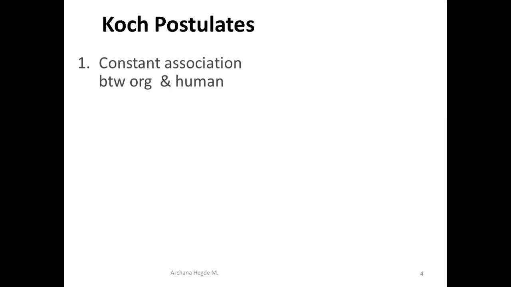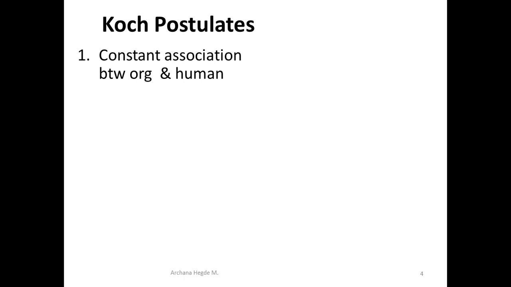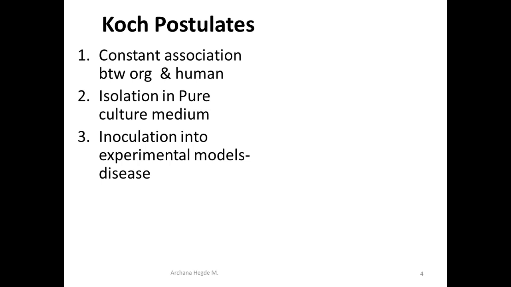Coming to the Koch postulates, there are four main postulates. The first represents constant association between the microorganism and the disease in humans. The second is the isolation of pure culture: the microorganism is isolated from the human and cultured in a pure medium. The third is inoculation into experimental models: the pure cultures obtained in the plates are inoculated into experimental animals like guinea pig, mouse, etc. Those animals should reproduce the disease.